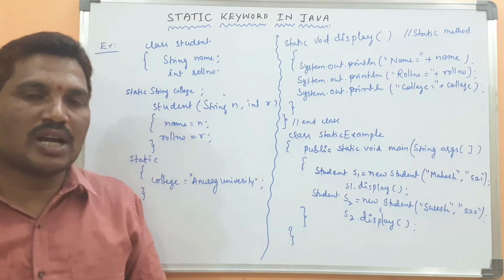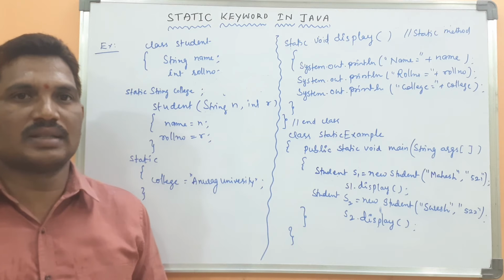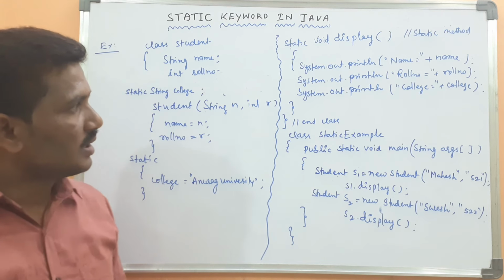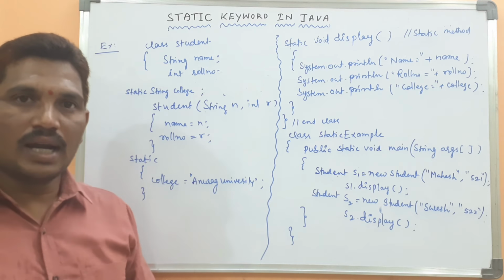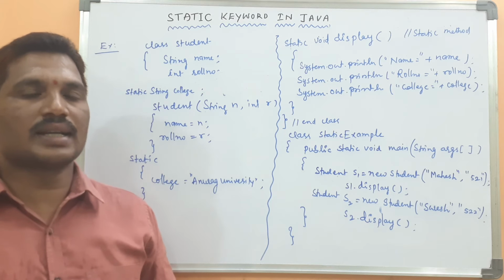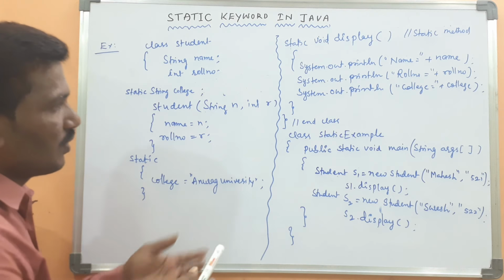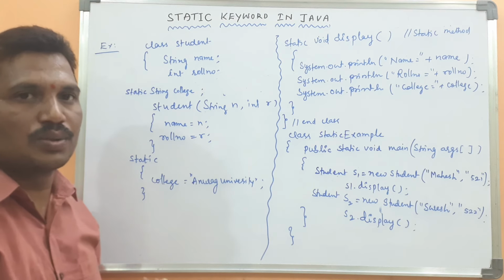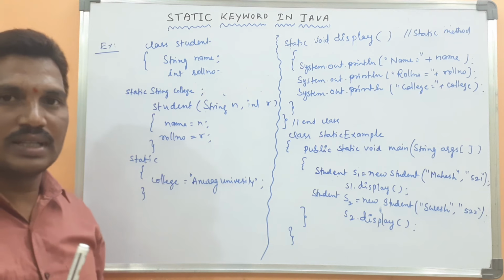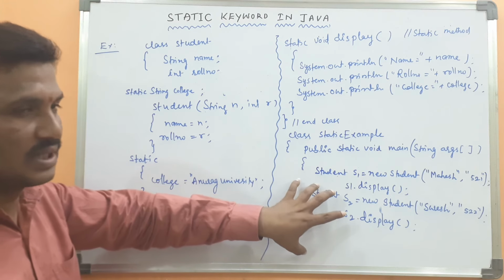In this example, I have taken two classes. One is the student class, another one the static example class. In the student class, I define the instance variables and methods, and in the static example class I have taken the separate main method. If you want to include the main method within the student class, it is possible. But I want to take two separate classes, a separate class for the main method. That's why I am using two classes in this example.